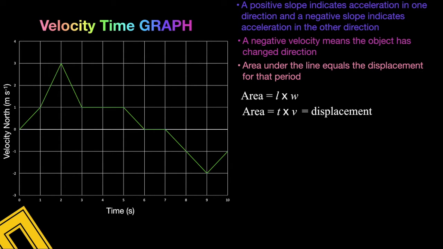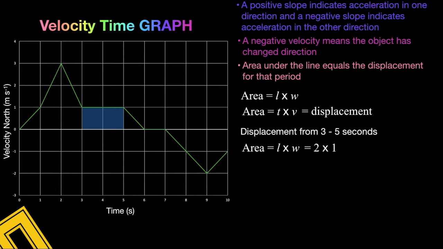So if I want to find the displacement from 3 to 5 seconds, for instance, I'm looking at this little rectangle here. The length times the width is 2 times 1, so it's therefore 2 meters north. And I know it's north because it is a positive value.